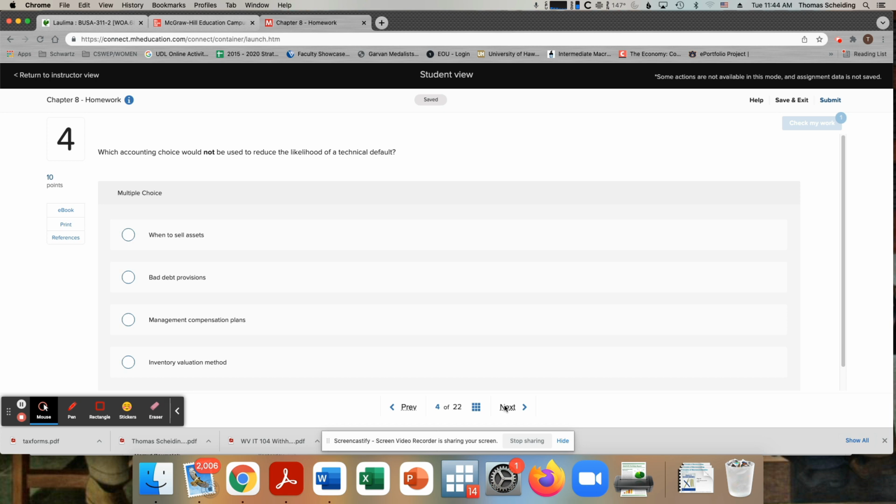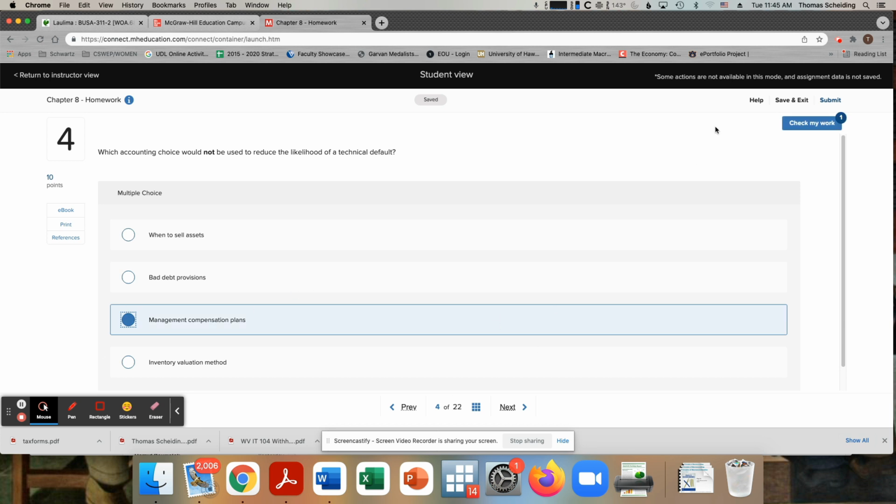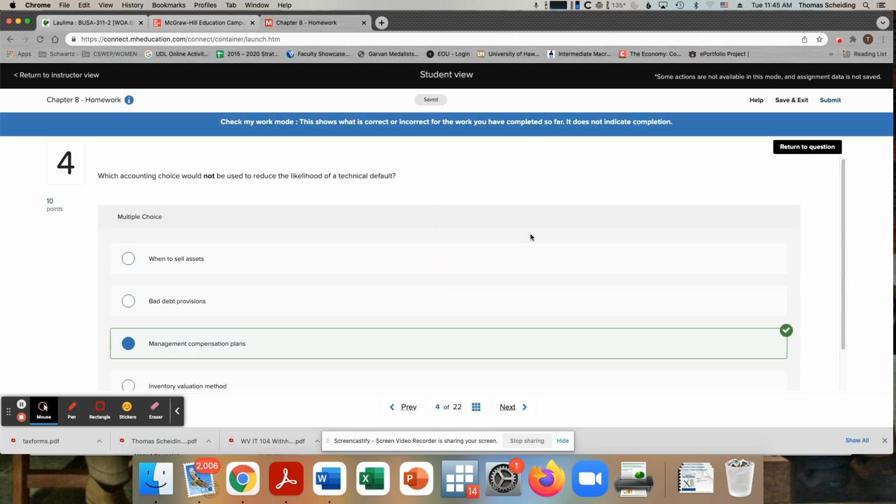Inventory valuation method. Let's just start from the bottom up. Inventory valuation method: that one could be used to reduce the likelihood of a technical default depending on how you value the inventory. Management compensation plan. That's not an accounting choice. So I'm thinking it's this because this is not an accounting choice. Bad debt provisions, that's an accounting choice. When to sell assets, that would also be an accounting choice depending on how you value those. So I think it's going to be management compensation plan. It is.